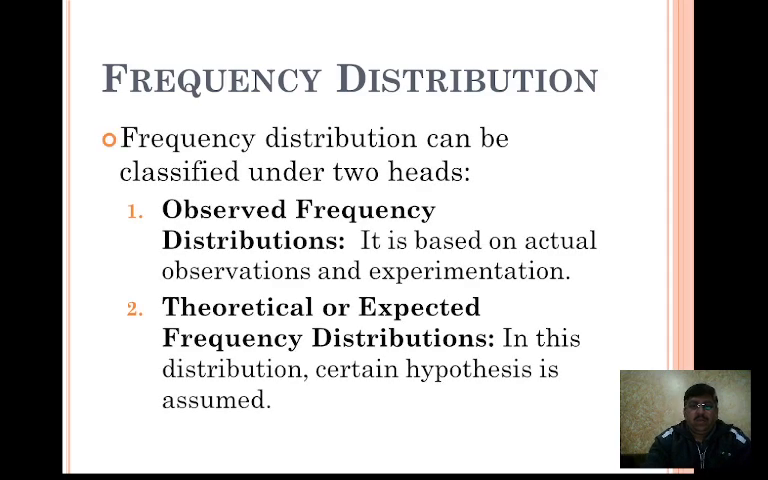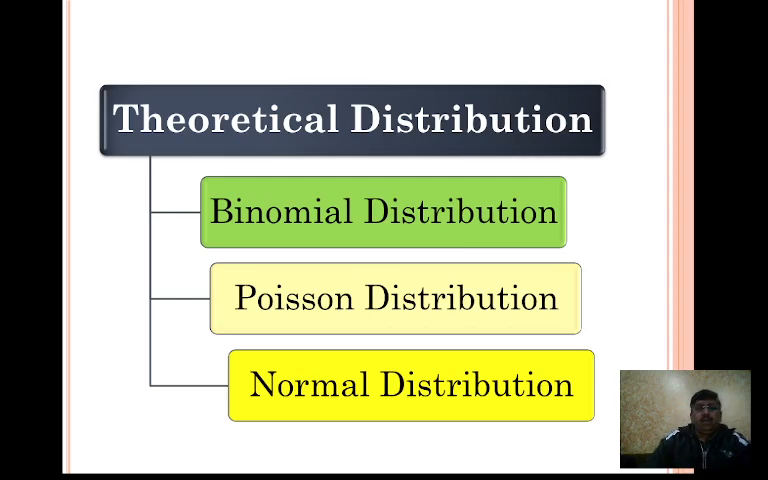You all know that frequency distribution can be categorized into two ways. One is observed frequency distribution, which is always based on actual observation and experimentation. The second one is theoretical or expected frequency distribution, and in this distribution, certain hypotheses and certain assumptions are always there. Theoretical distribution can be divided into three categories: binomial distribution, Poisson distribution, and normal distribution.